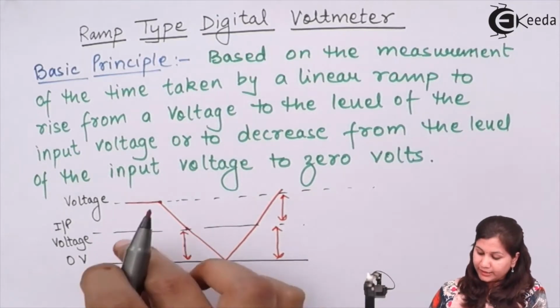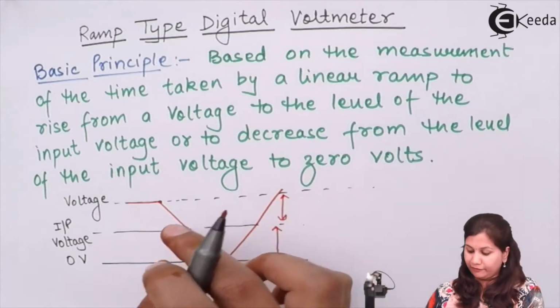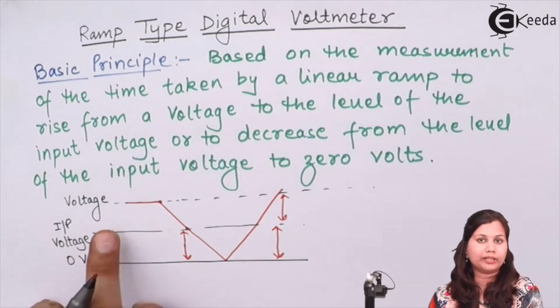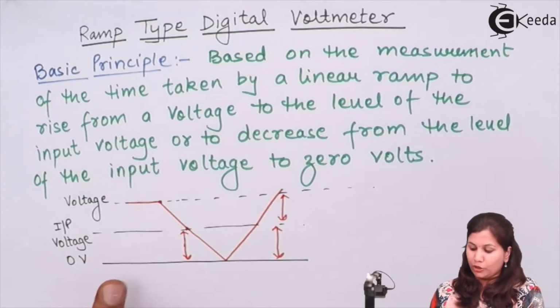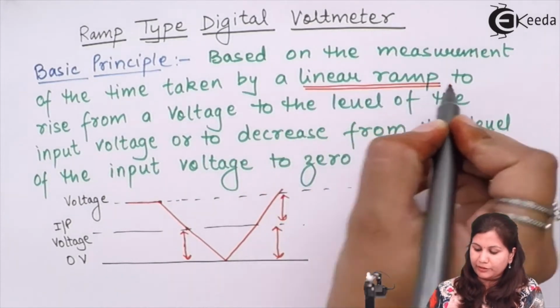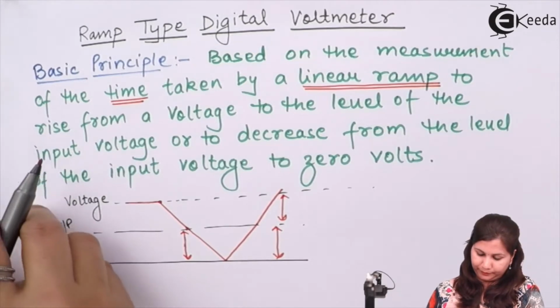So by measuring this time interval, either this time interval or this time interval, we can get the value of this unknown input voltage. Okay, so here we are using the linear ramp signal and we are measuring the time interval. Now let us understand this principle of working of this ramp type DVM with the help of a diagram, so it will be clear to us.